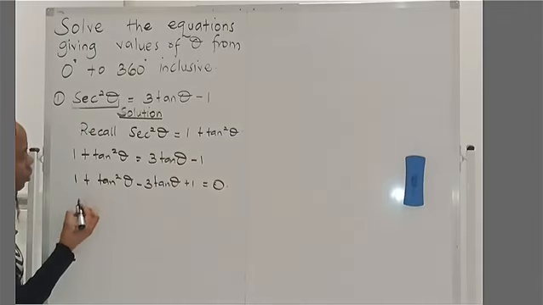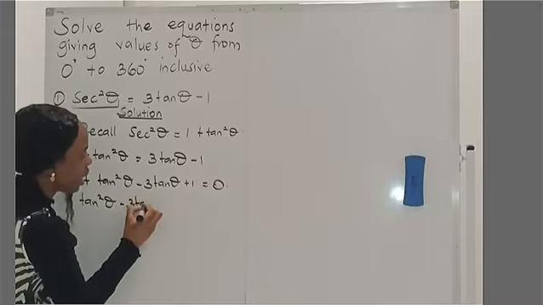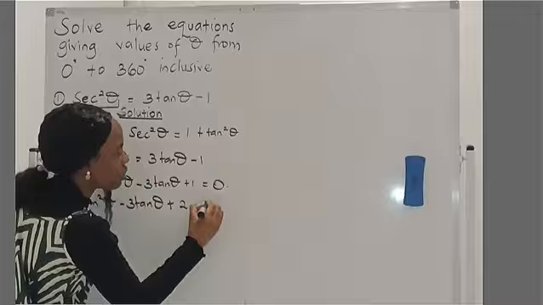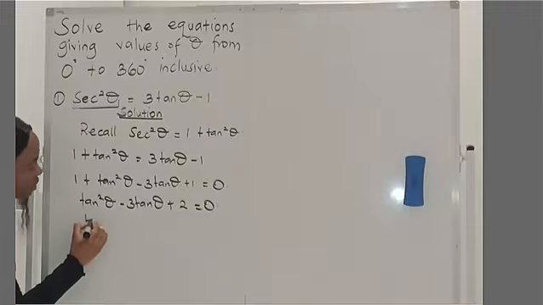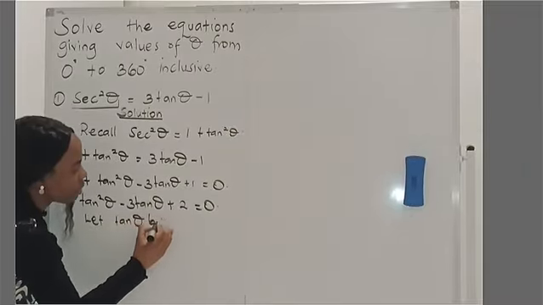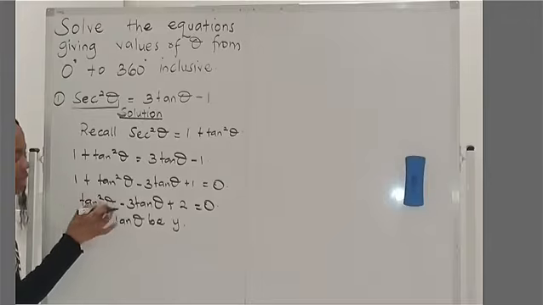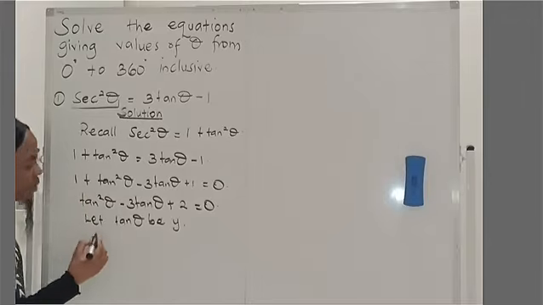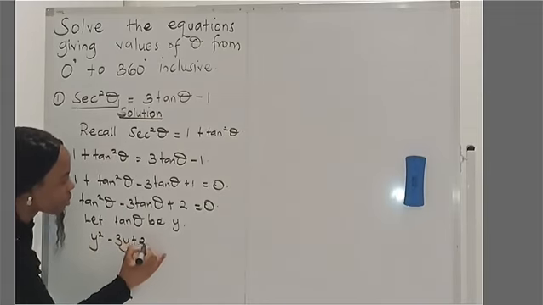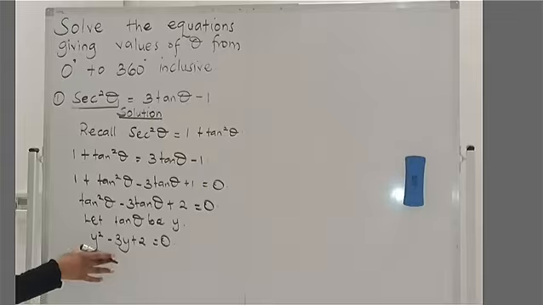Now let us rearrange. We have tan squared theta minus 3 tan theta plus 1 plus 1 you get 2. This is equal to 0. Now you let tan theta equal to any variable. Let it be y. I will have, where you see tan squared theta, you put y squared. That is y squared minus 3y plus 2 is equal to 0. Now this is a quadratic equation. We can solve it smoothly.